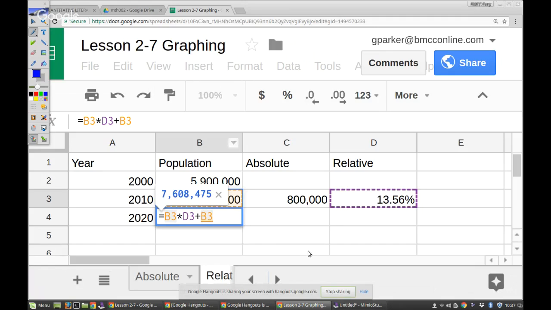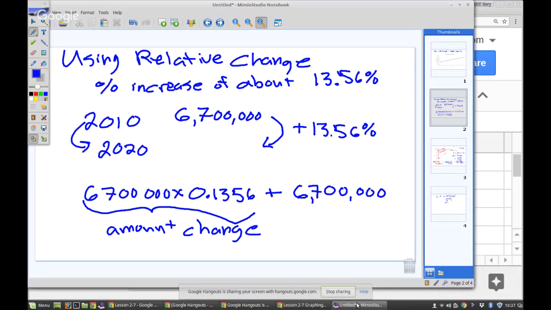Right. So we're reproducing this right here. We have to calculate the amount of change, so we have to take that 6.7 million and multiply it by the percent change. That gives the amount of increase. And we have to add that back to the calculation.